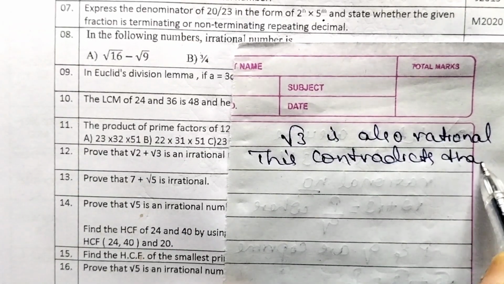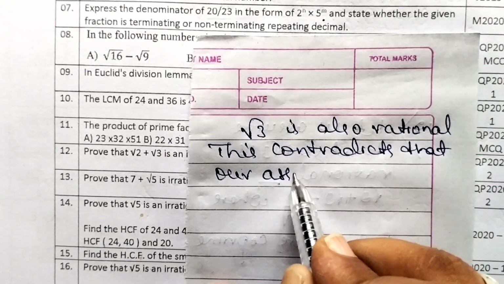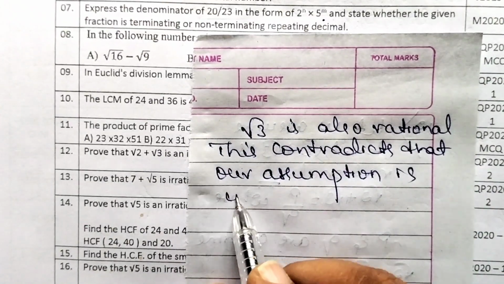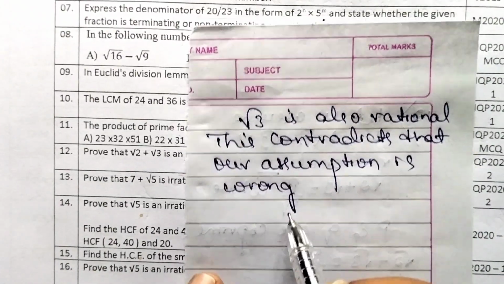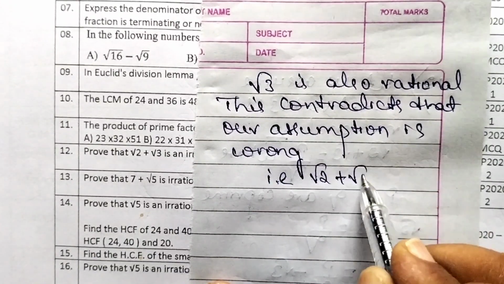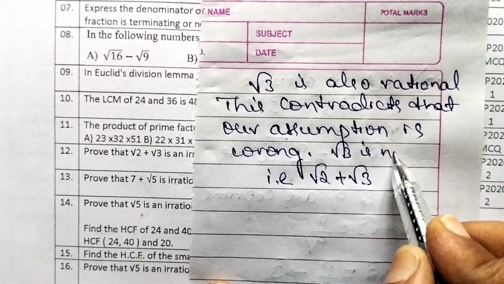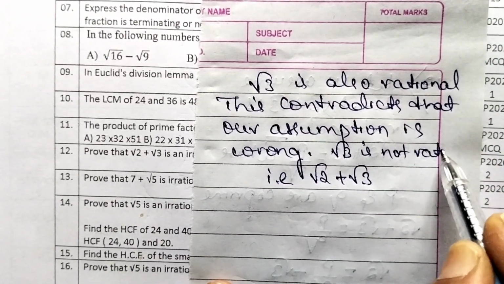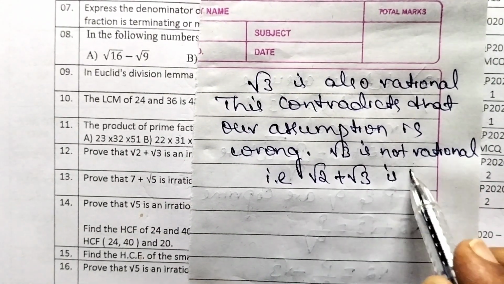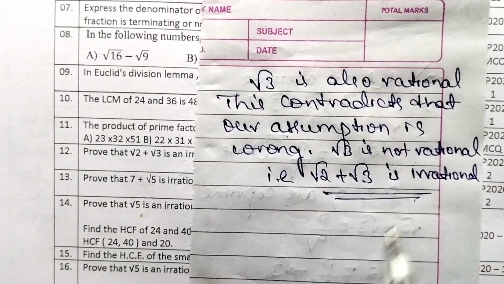That our assumption is wrong. Our assumption is wrong. That is, √2 plus √3 is rational is wrong. √3 is not rational. If √3 is not rational, then √2 plus √3 is also not rational. If it is not rational, it is irrational.